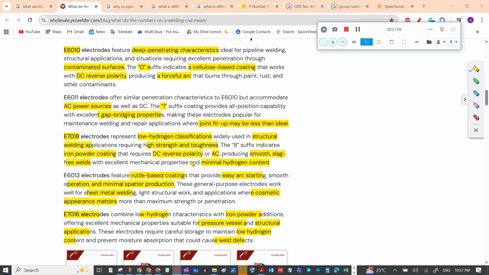DCEP, direct current electrode positive, which we will discuss during the welding videos. AC provides smooth, slag-free welds with excellent mechanical properties and minimal hydrogen content. The iron powder coating and DC reverse polarity are the peculiarity of the 8 suffix.